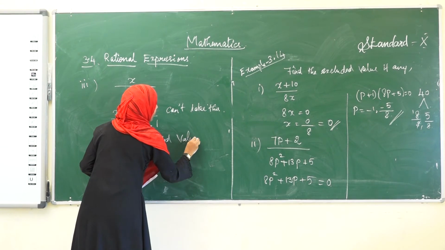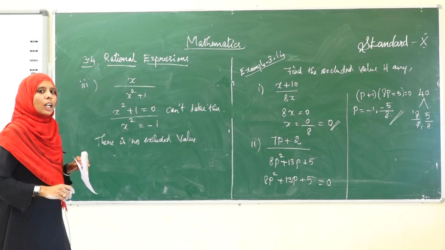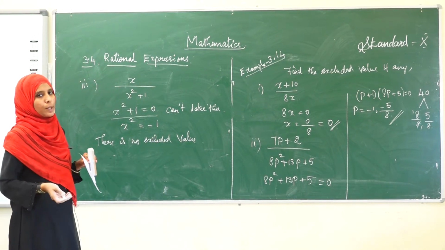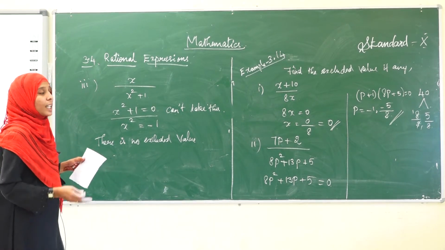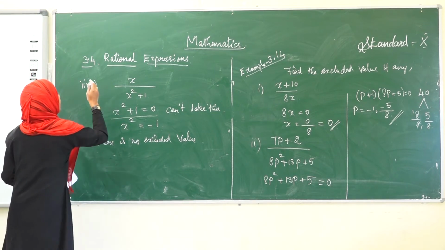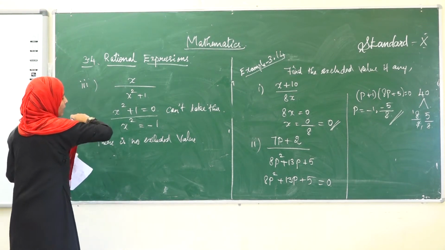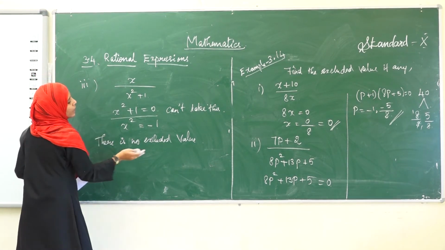Okay, I have said excluded values cannot be found for every rational expression. Some rational expressions can have excluded values and some cannot. This is such a rational expression. This cannot have an excluded value.